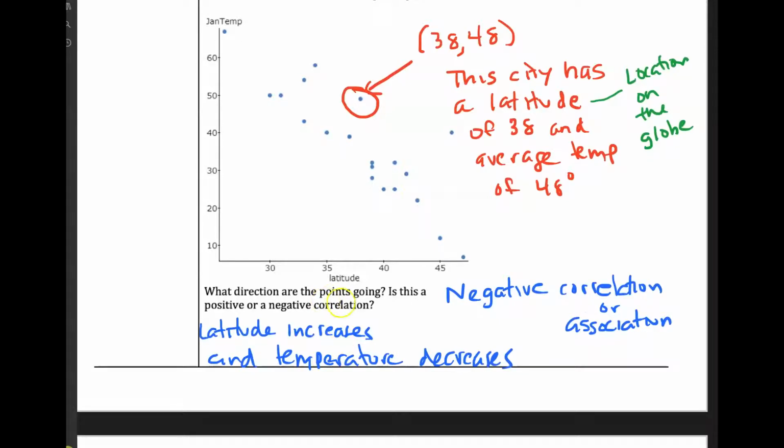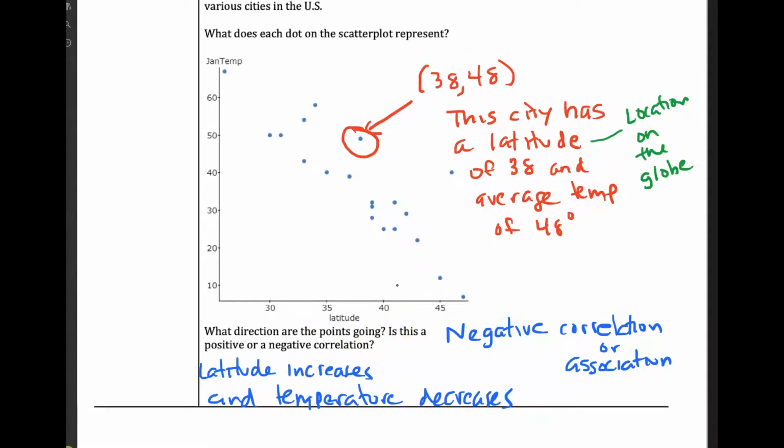What direction are the points going? So we speak of an association in general. When we start talking about quantitative numbers, specifically quantitative variables, we switch over to the word correlation. And so you can see as these values increase, I see a decrease here. Increase here, decrease in temperature.